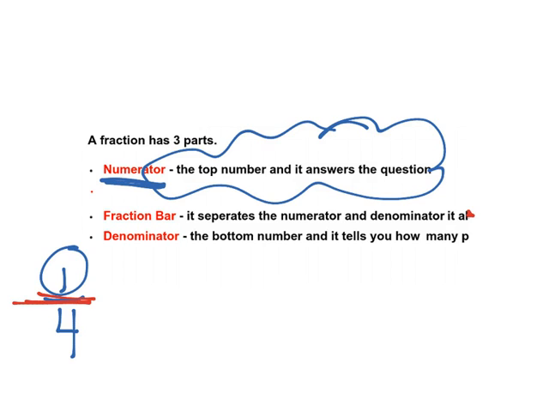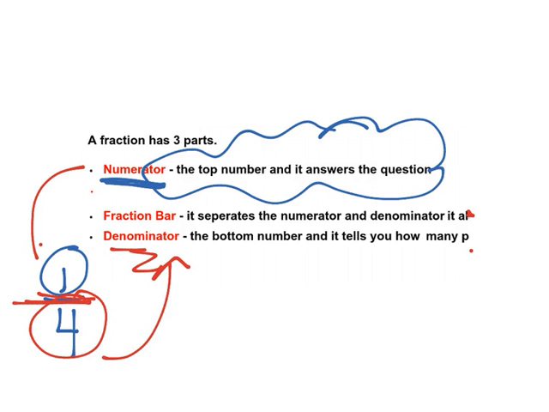Now the denominator, and again that got cut off too, the denominator is how many pieces did you start with. So how many pieces did we start with? We had 4. So the top number is the numerator. It answers the question. The denominator, think of D in denominator as down, is the bottom number, and it tells you how many pieces you have in all.